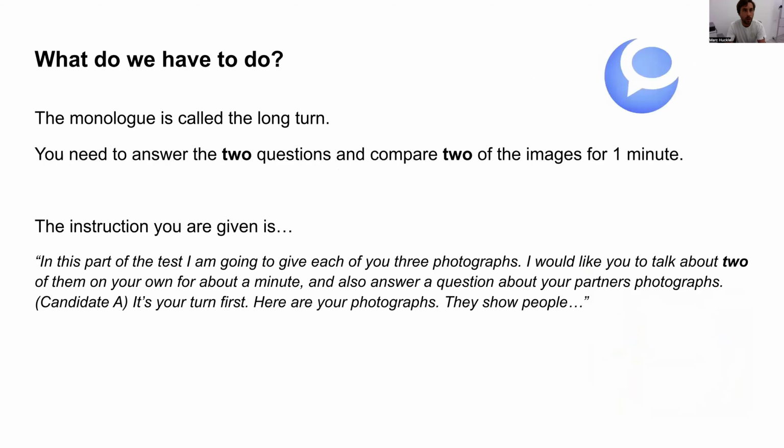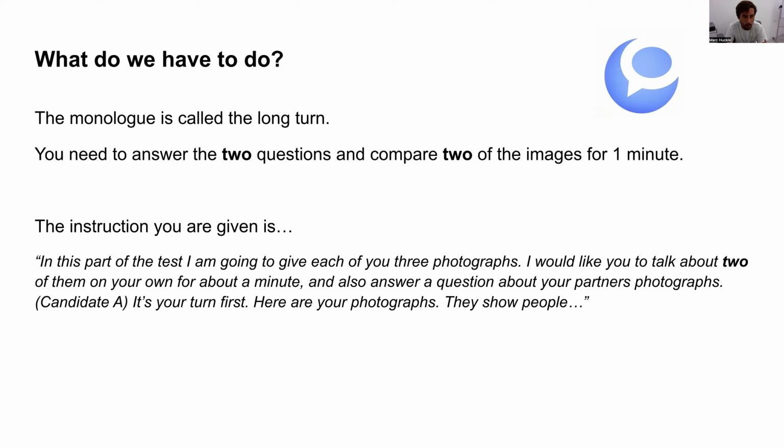So let's see. What do we have to do? The monologue is called the long turn. You need to answer 2 questions and compare 2 images in 1 minute. It is a short time, so you need to give an organized answer to be able to do it.